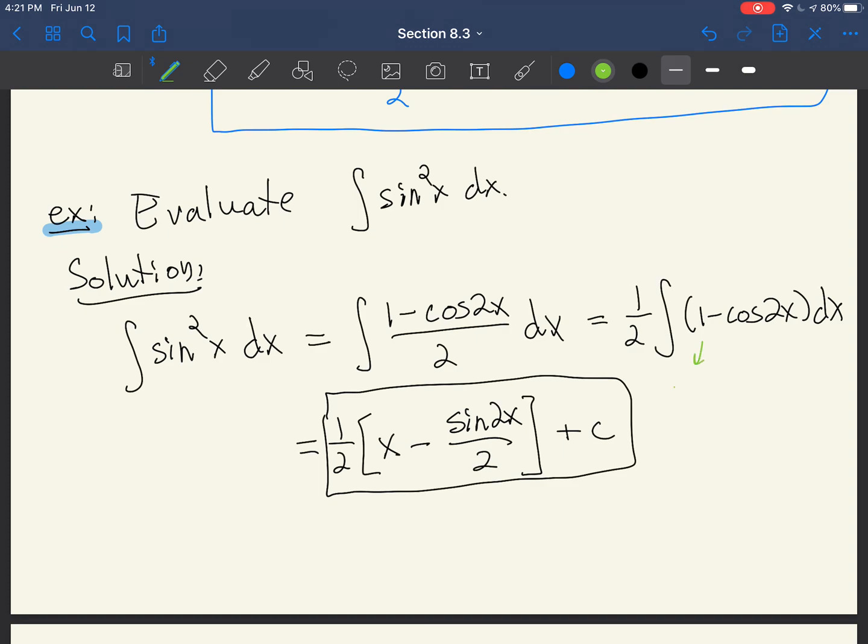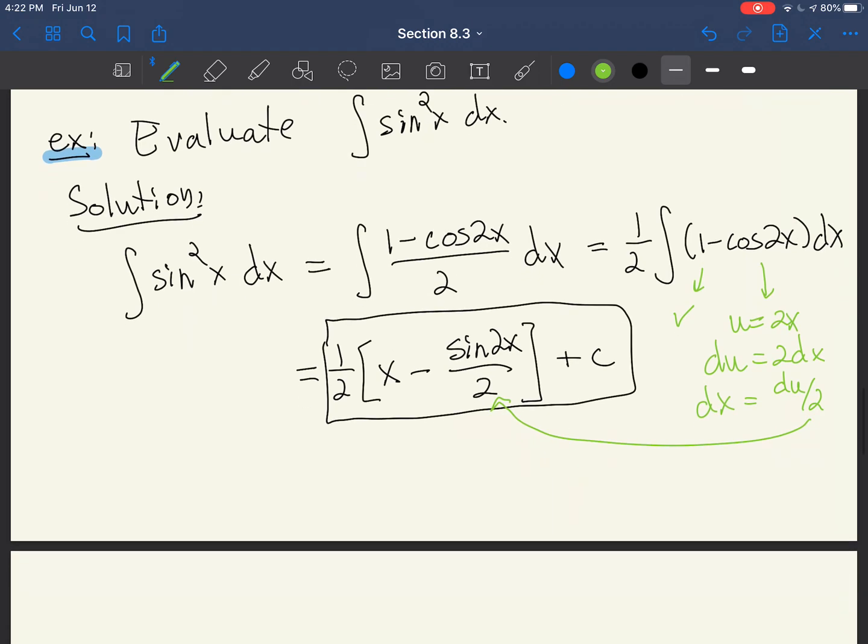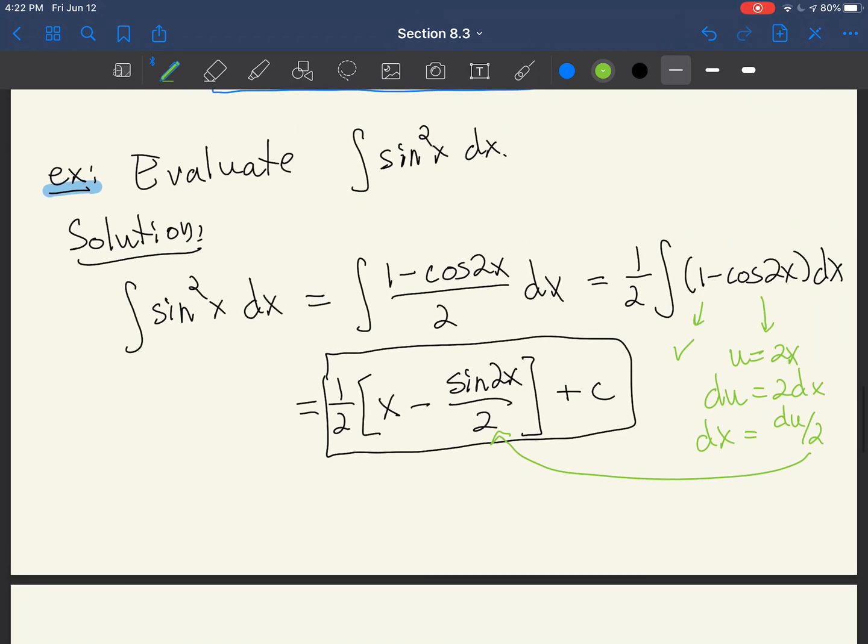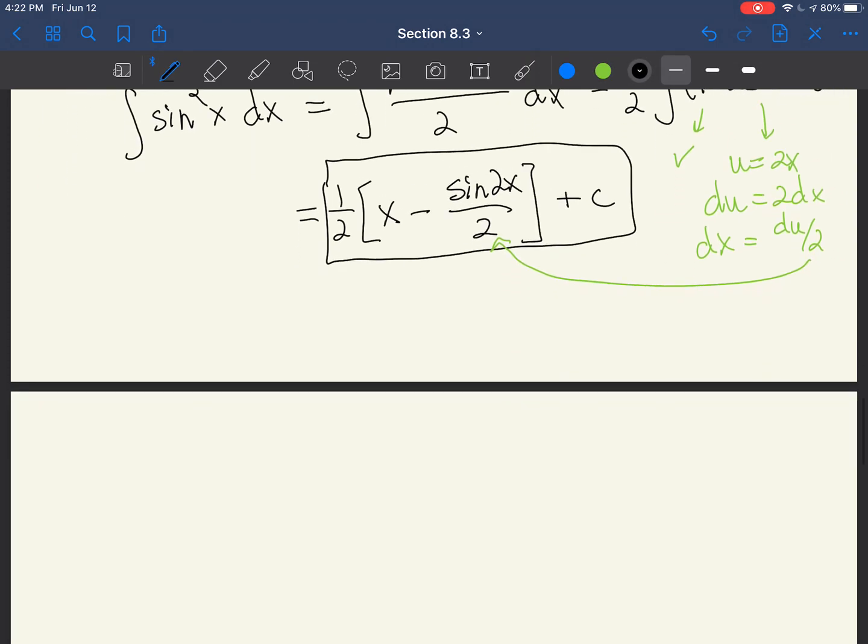So notice what I did here. Integrating 1, I think we're all good with that. Integrating cosine of 2x, you let u equal 2x, then du equals 2 dx. So then dx would equal du over 2, which is where that over 2 comes from. We will be doing this enough times that skipping this u-substitution is perfectly fine, as long as you get it right.